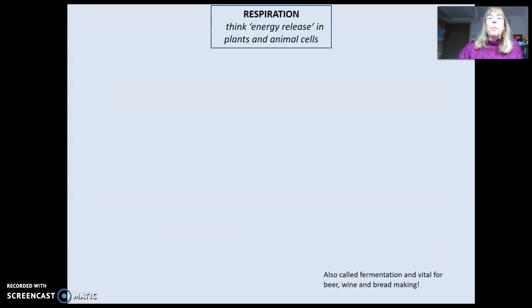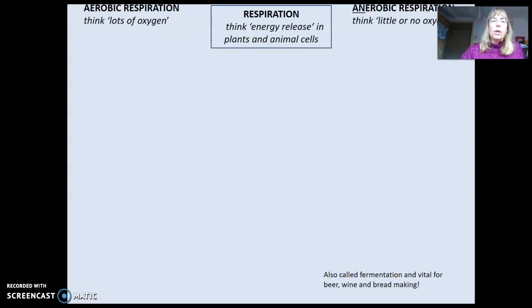Okay, so when we hear the word respiration, from now on, we're going to think energy release. And this chemical reaction happens in both plant and animal cells. A lot of people make the mistake of thinking it only happens in animals. Okay, so aerobic respiration, the light bulb that goes off in your head is lots of oxygen, whereas anaerobic respiration is when there is little or no oxygen. So, for example, Mo Farah at the end of the race, he is not getting enough oxygen for the demand that he is putting on his muscles.